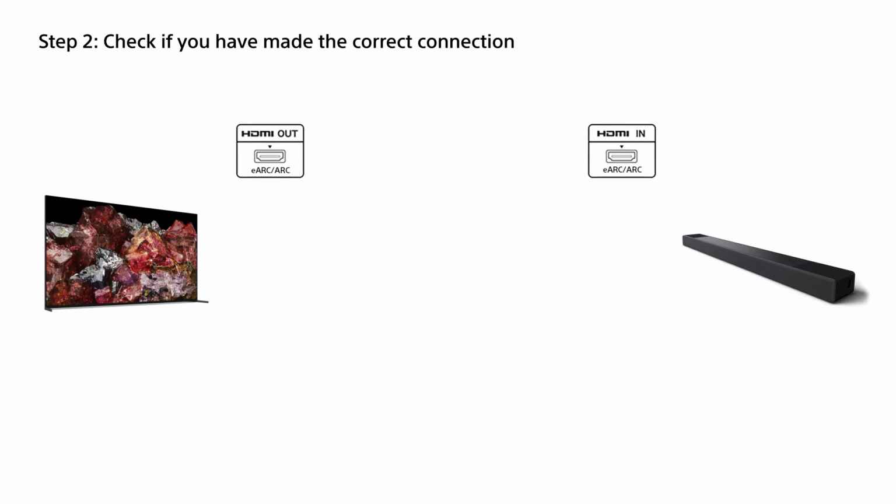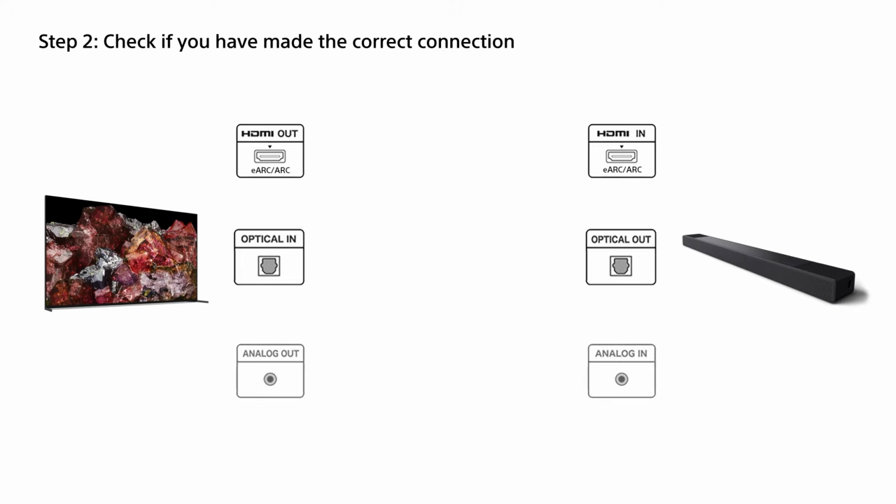Step 2. Check if you have made the correct connection. Depending on your speaker system and your TV, the available port connection may be different. There are 3 different connection options. Option 1. Using HDMI cable connection. Option 2. Using optical audio cable connection. And option 3. Using analog cable connection.